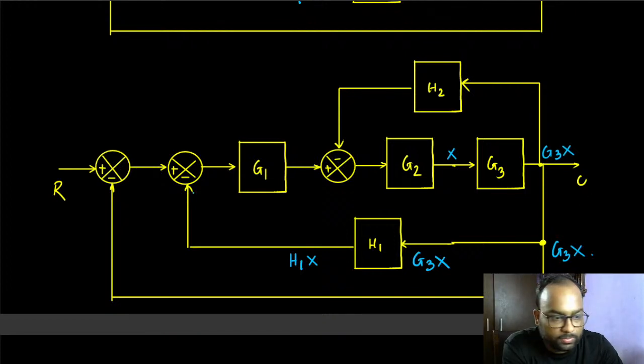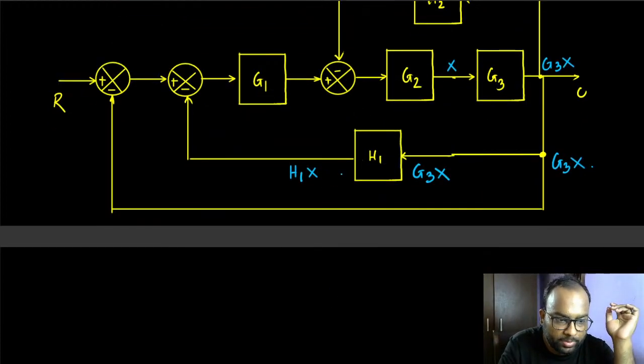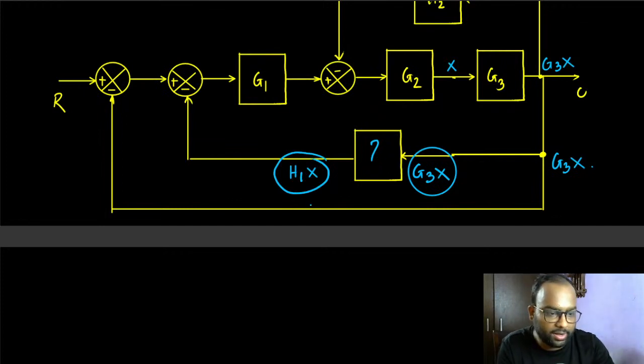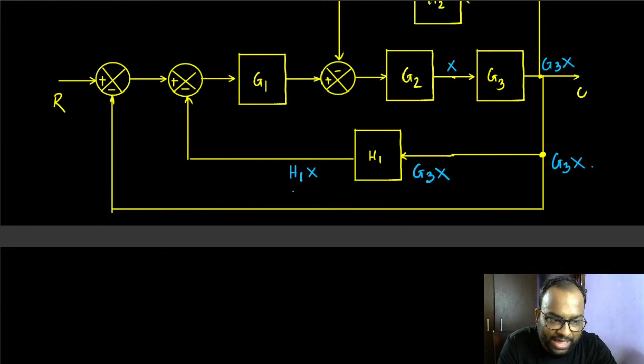Now the question is, I want this output to be here, right? And this is now the new input to this structure. What kind of transfer function do I want here? I cannot have H1, because if I have H1, I would instead have H1 G3X as the output, which I don't want. But surely we can have something else that will help us do that.